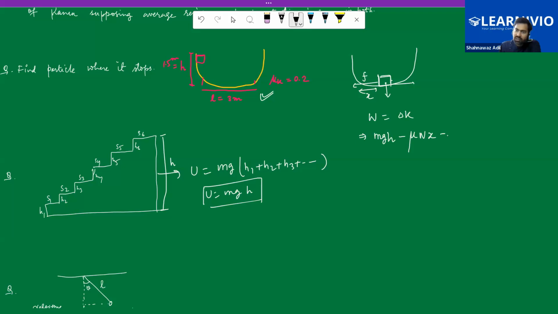Right, and this is k final minus k. And we know that this k final is 0 because it is stopping. So this is 0, and this is 0, and this is half mg square. This is half equation, but yeah, this is not that important.